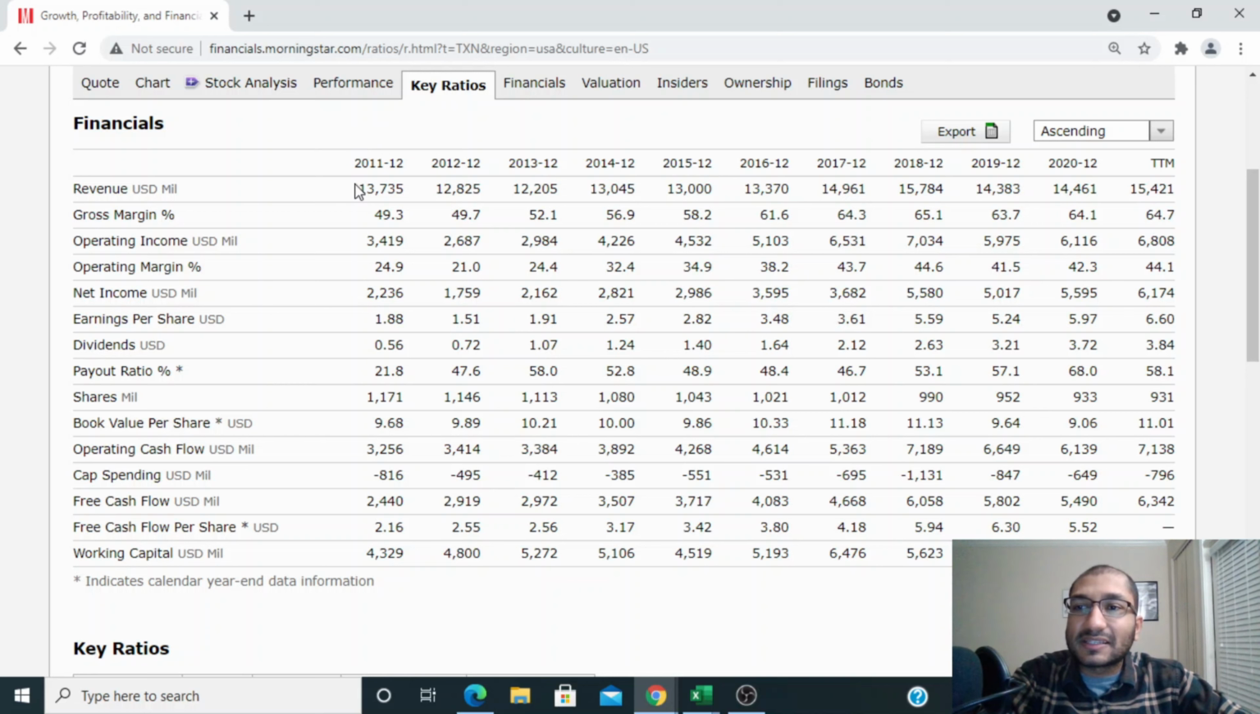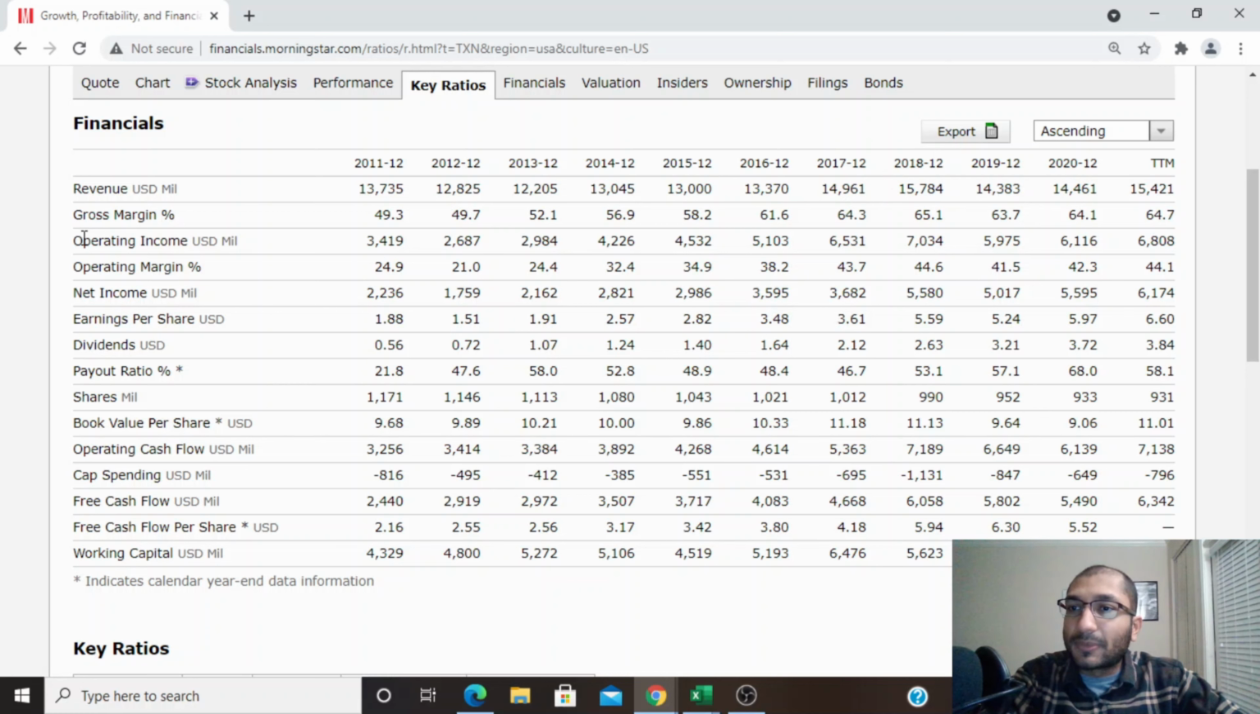Back in 2011, Texas Instruments' revenue was about $13.7 billion. And for the year 2020, it was about $14.4 billion. Ideally, we want to see the company's revenue staying steady or increasing, and in the case of Texas Instruments, we can see that the revenue over the past few years has stayed fairly consistent.